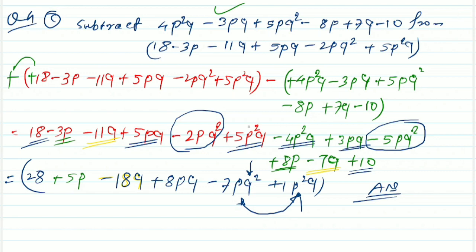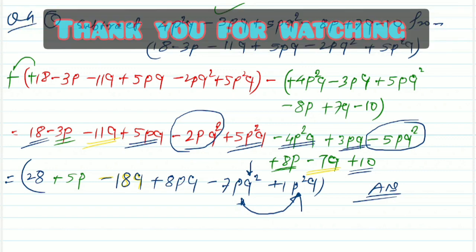So friends, I hope you must have understood the question number 4 of exercise 9.1, algebraic expressions and identities.